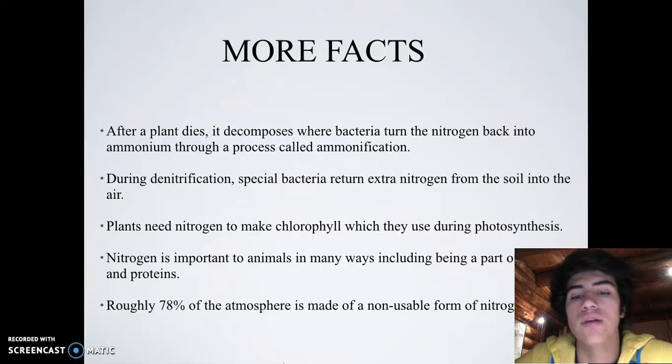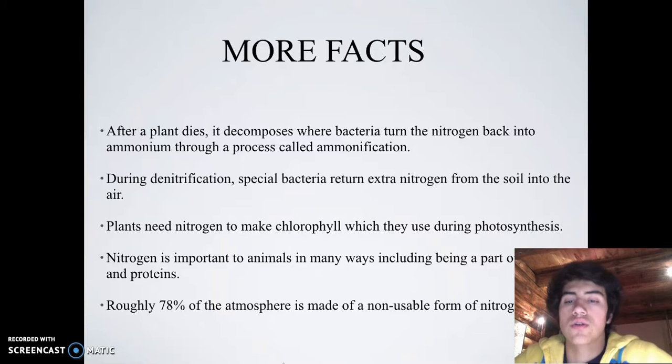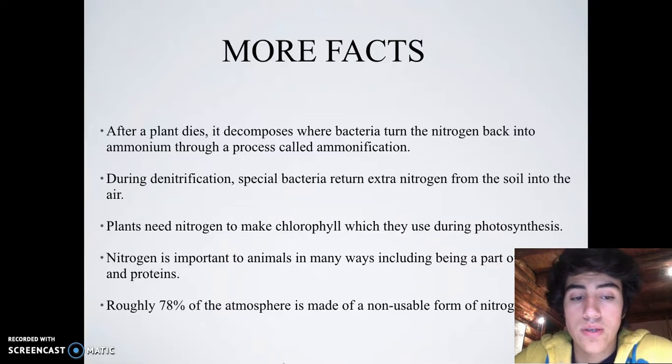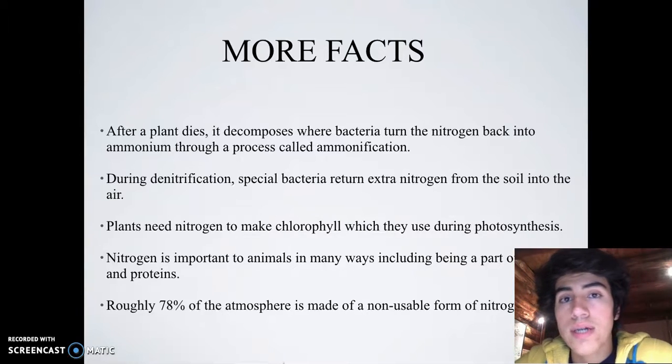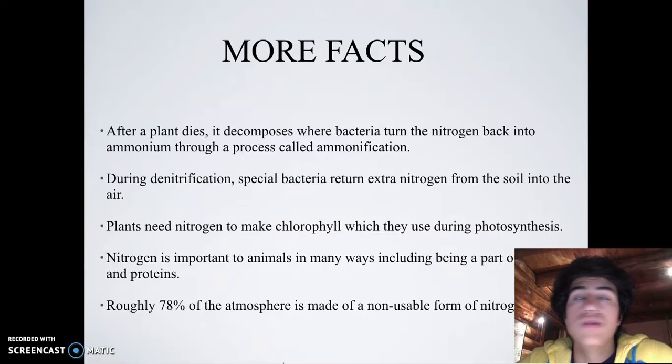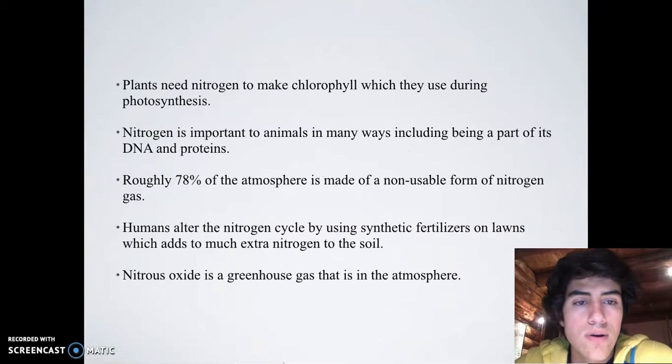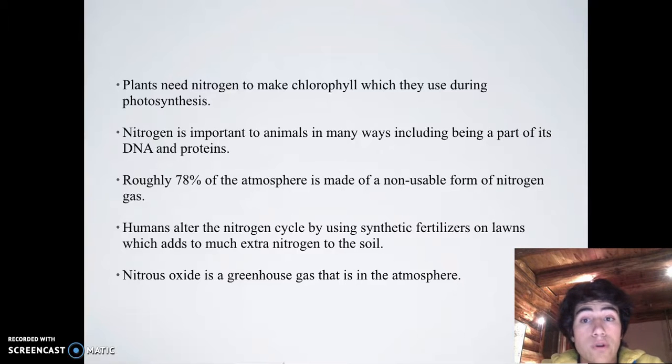Nitrogen is important to animals in many ways, which include being part of their DNA and proteins. Roughly 78% of the atmosphere is made out of a non-usable form of nitrogen gas, which is highly toxic to us people and isn't good for the plants either. Plants need nitrogen to make chlorophyll, which they use during photosynthesis.